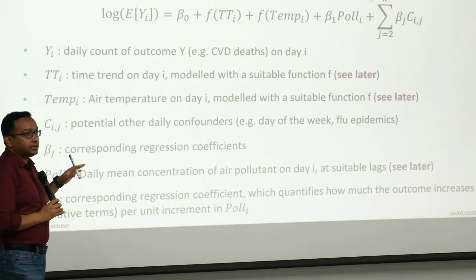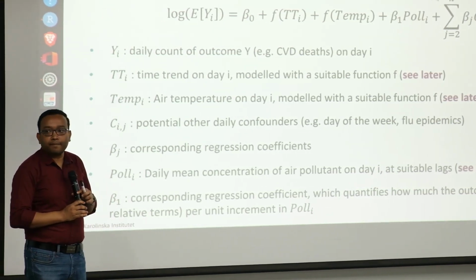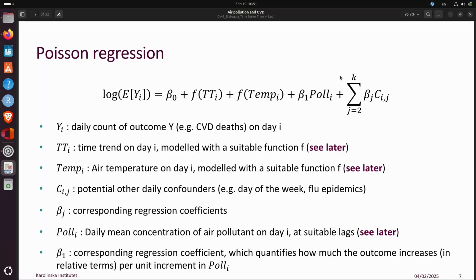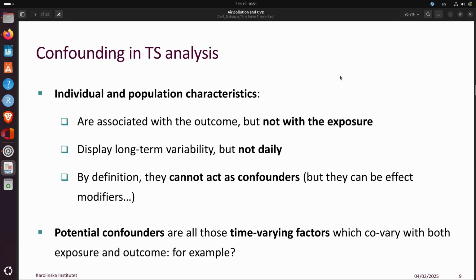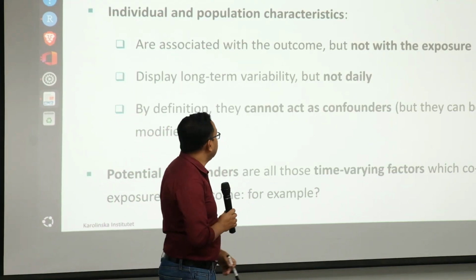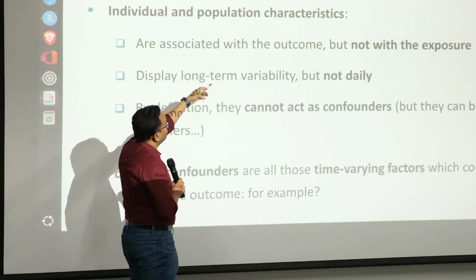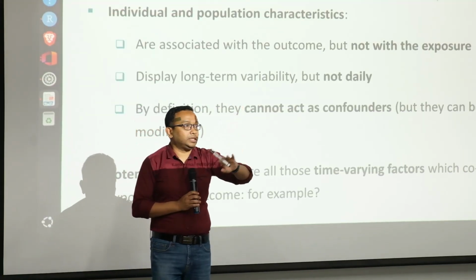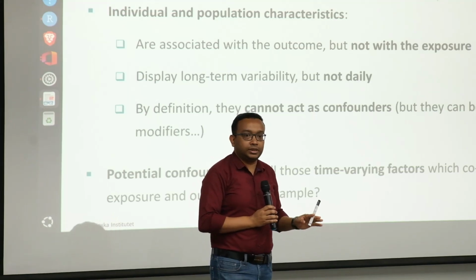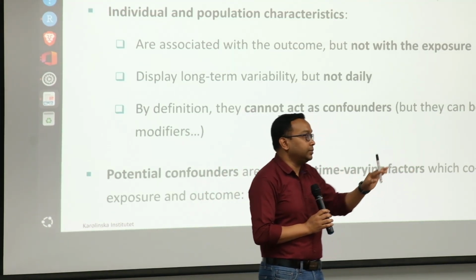Any question about this? So just to recap, the confounding in this specific, short-term or acute effects: anything that is associated with the outcome but not with the exposure, we have already established, that doesn't matter whether it is time series analysis or anything else. That is not a confounder, because it has to have arrows directing towards the exposure and the outcome.